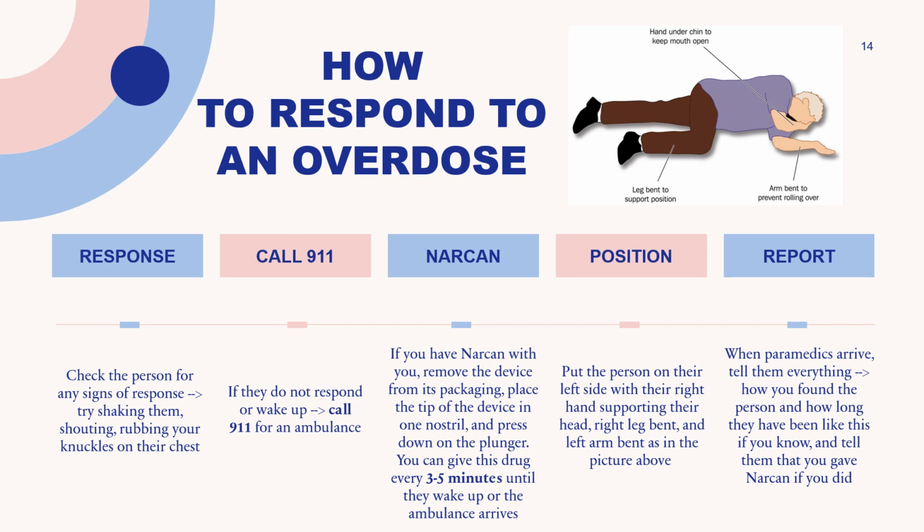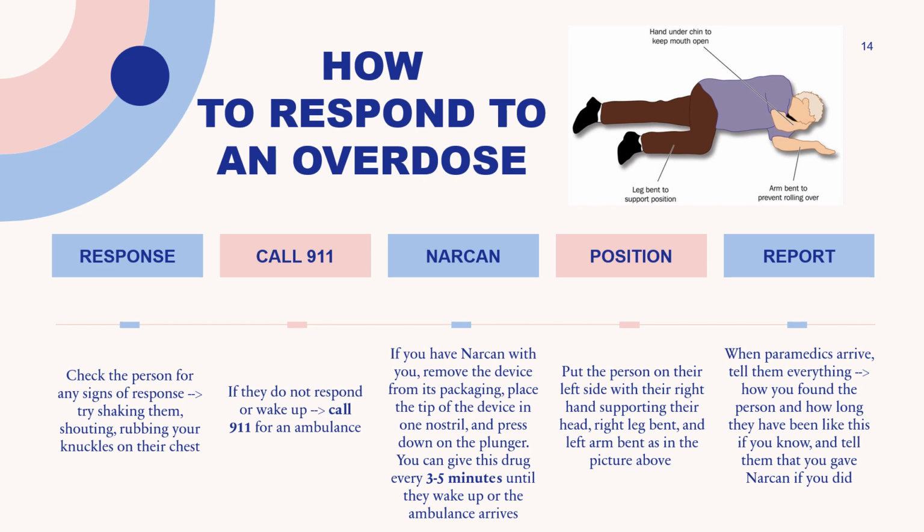So Narcan is a type of medicine that can be used to help reverse an overdose. So you may have it with you. We're going to talk a little bit about where exactly you can get it as well. So if you have Narcan with you, you want to remove the device from its packaging, place the tip of the device in the person's nostril, and press down on the plunger. And you can give this drug about every 3 to 5 minutes until that person wakes up or the ambulance arrives, and then you can tell them that you've been giving Narcan to that person.